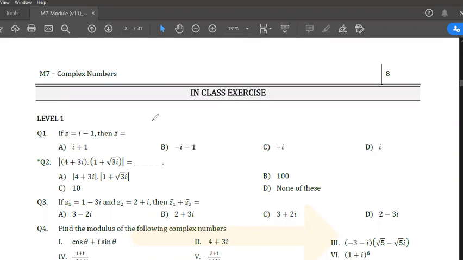This is i minus 1, which is actually your minus 1 plus i. Yes? So what is the conjugate of minus 1 plus i? It will be minus 1 minus i, na? Conjugate means imaginary part should be negative. Got it? देखो यही होता है, तुम लोग को a plus ib, a minus ib से आदत हो गया. Got it? ठीक है? So the first is B.